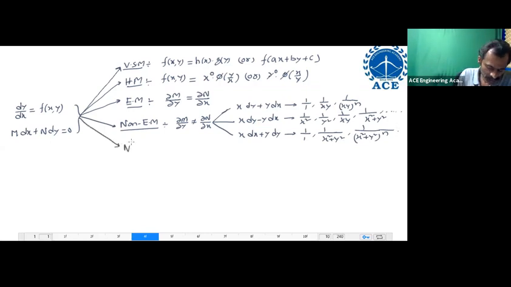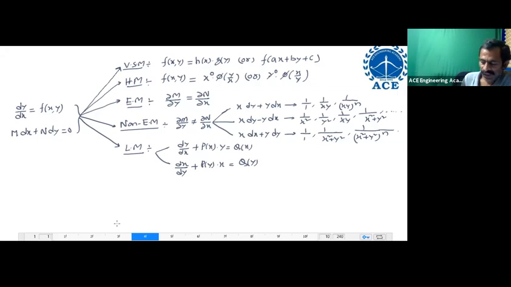Next, the linear method. According to the linear method, we have two general forms. One is dy by dx plus P of x into y equal to Q of x. It is linear in y. Or suppose it is linear in x, then we write this as dx by dy plus P of y into x equal to Q of y. So it may not always be linear in y. Sometimes it may be linear in x also. These two are the general forms for linear.